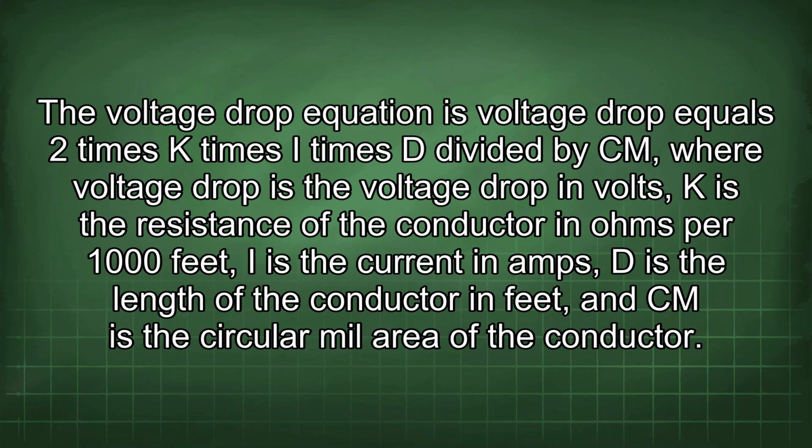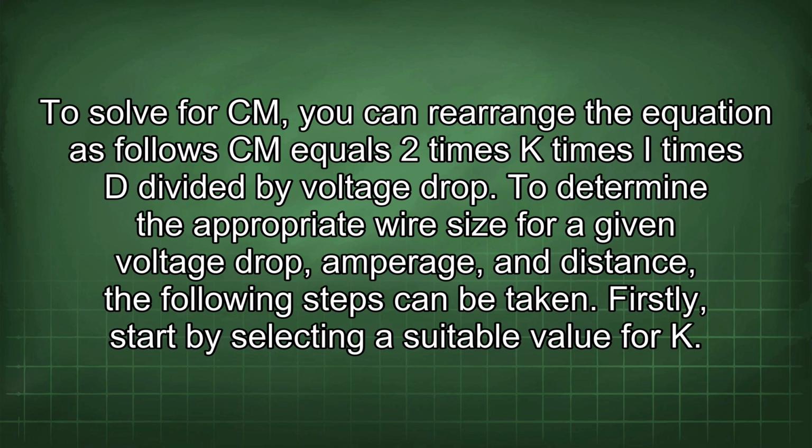The voltage drop equation is voltage drop equals 2 times K times I times D divided by Cm, where voltage drop is the voltage drop in volts, K is the resistance of the conductor in ohms per 1000 feet, I is the current in amps, D is the length of the conductor in feet, and Cm is the circular mil area of the conductor. To solve for Cm, you can rearrange the equation as follows: Cm equals 2 times K times I times D divided by voltage drop.